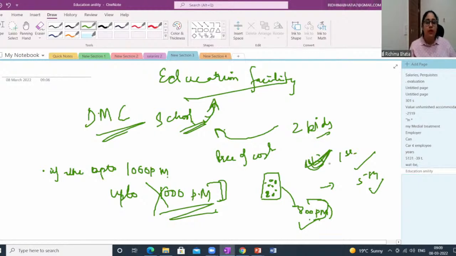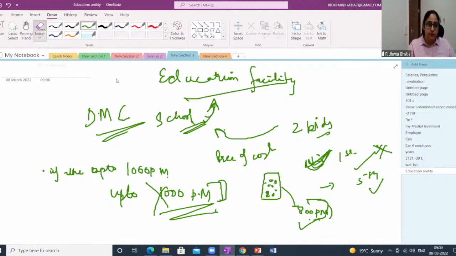No perquisite would be there because the education facility which is provided free of cost, please listen carefully, to the child in a school maintained by the employer is up to 1,000, then nothing would be taxable as perquisite.